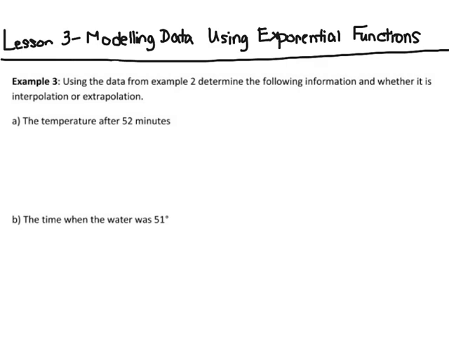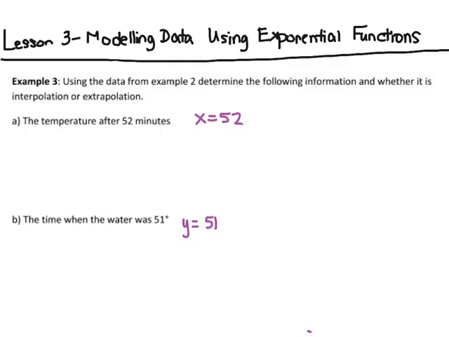Alright, so using the equation from above, we are going to determine the following things. Using the data, we're going to find the temperature after 52 minutes, which would mean x equals 52. And we're going to find when the temperature was 51 degrees. So y equals 51. So we're going to plug these into our equation.